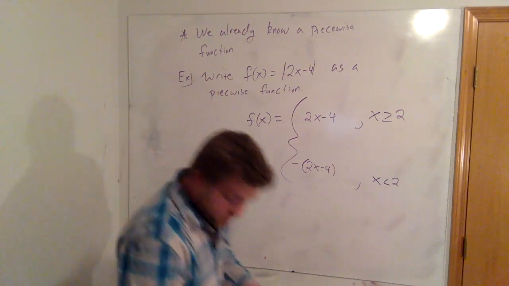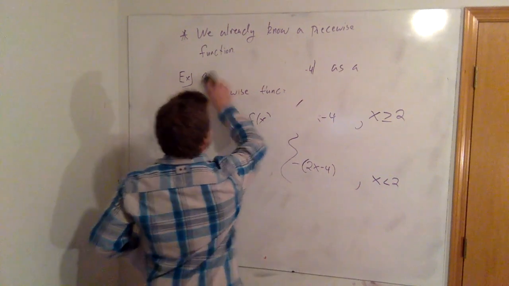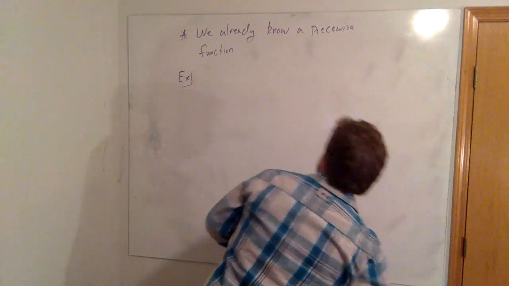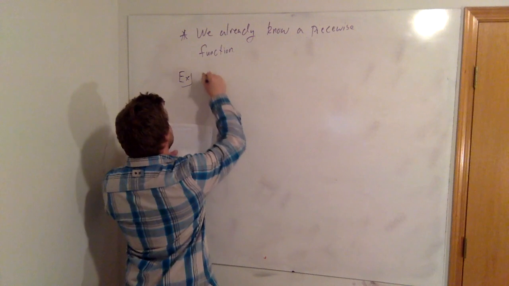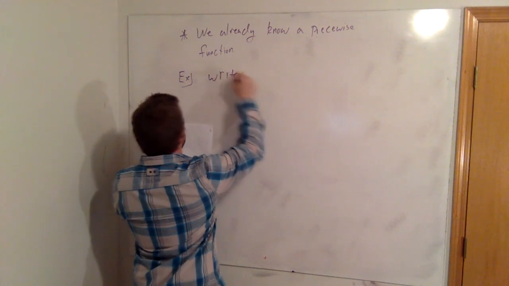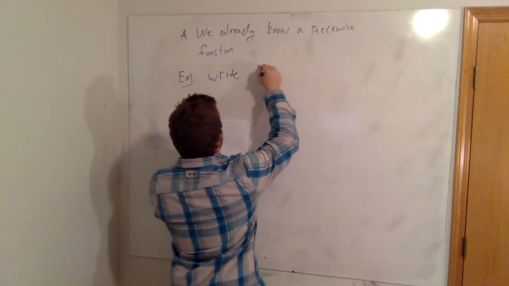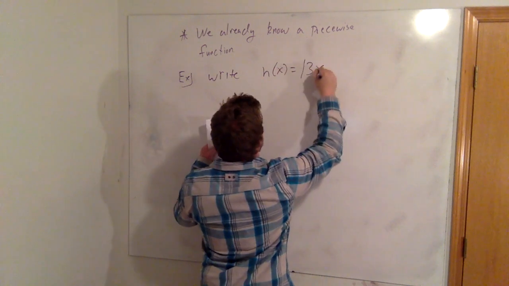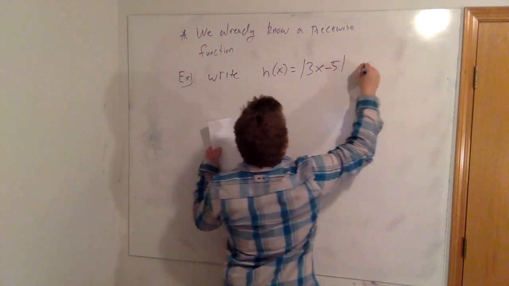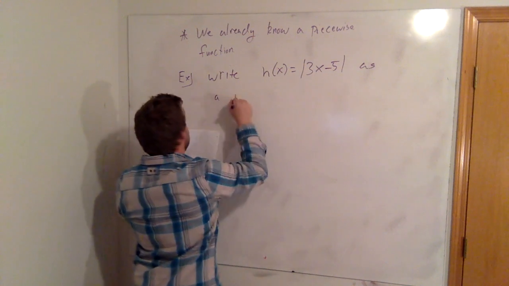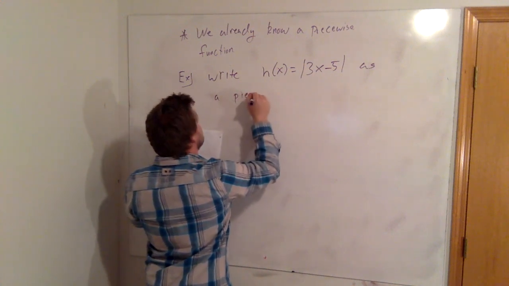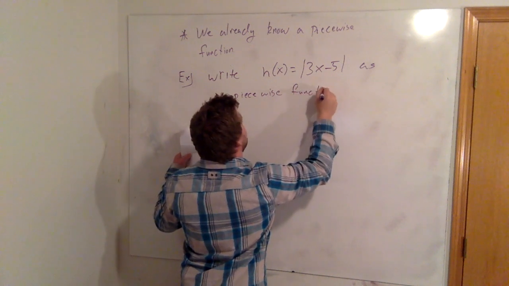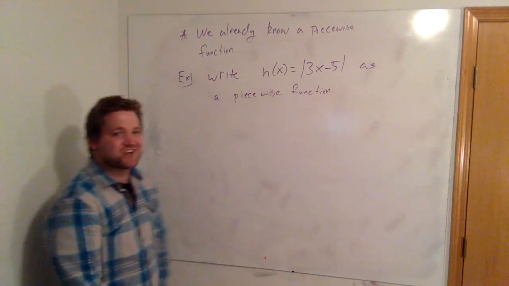Let's do one more example. I want you to do the same exercise. Go ahead and write, let's call this function h of x, which is equal to, how about, the absolute value of 3x minus 5, as a piecewise function. Okay, go ahead and give this a shot.